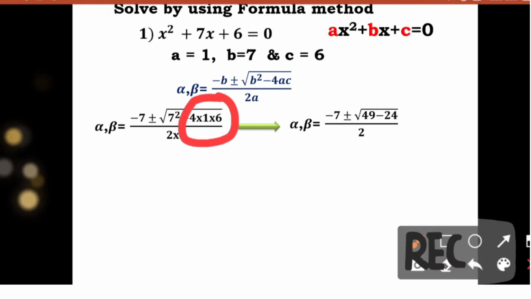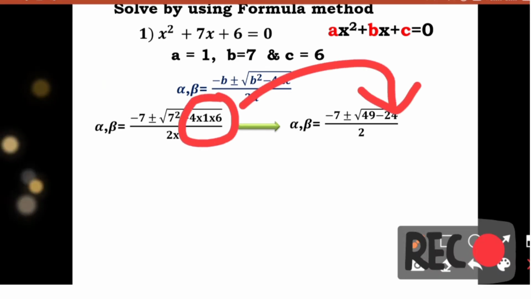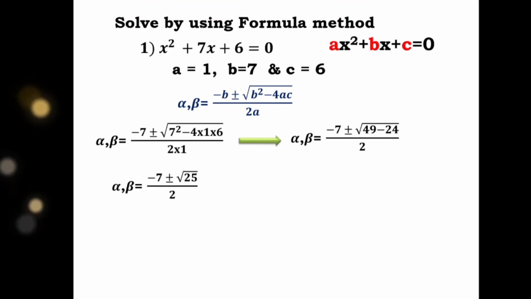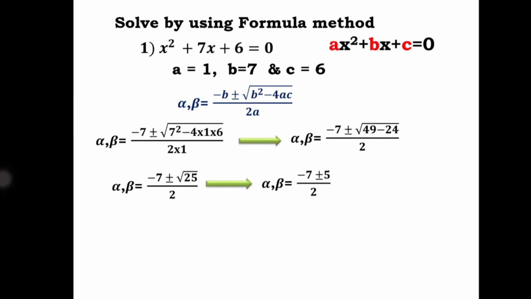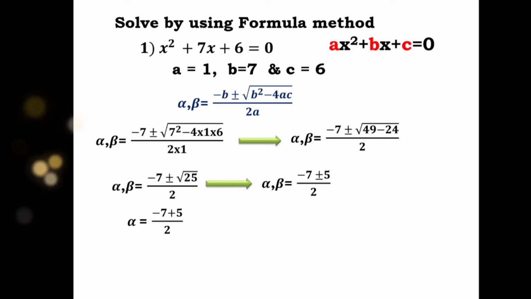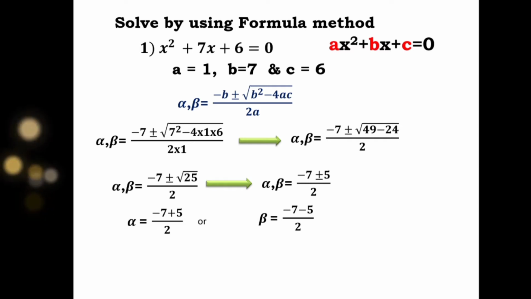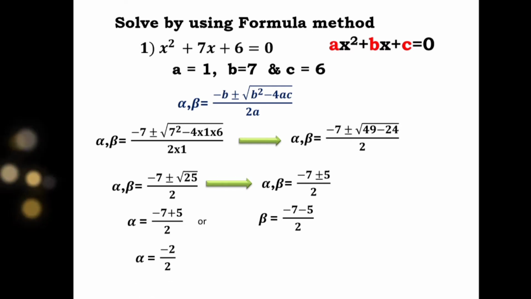So 49 minus 24, that's what you find. The next step will be alpha beta equals minus 7 plus or minus square root of 25. This 25 has come from 49 minus 24. Now we know that the square root of 25 exists, that is 5. If not, you have to keep it as it is. Thus alpha beta is equal to minus 7 plus or minus 5, divided by 2. Now again we will take one plus and one minus. Therefore alpha will become minus 7 plus 5 divided by 2, whereas beta will become minus 7 minus 5 divided by 2.